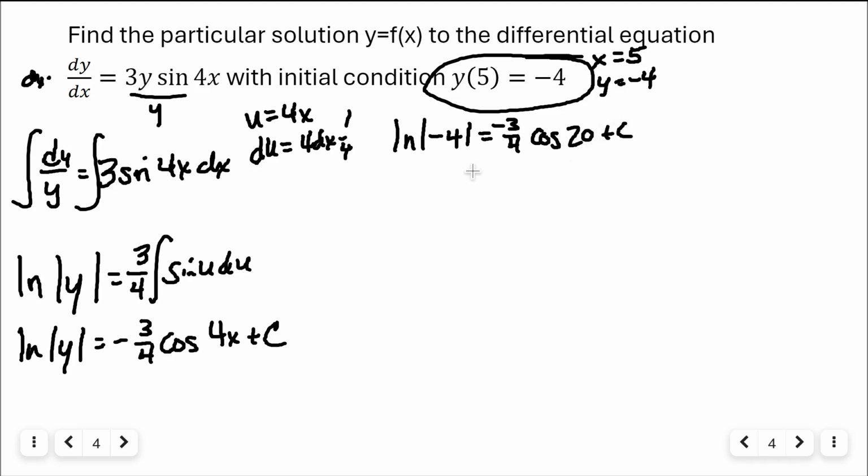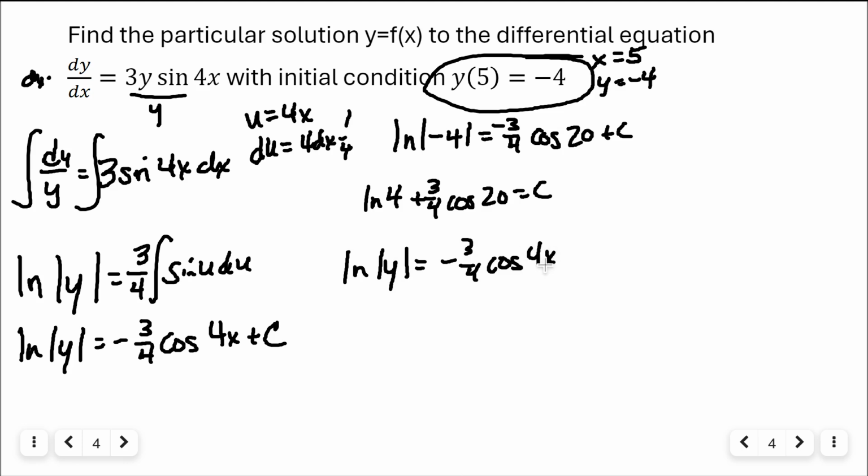Okay. The natural log of absolute value of -4 is the natural log of 4. And then I'm going to add the 3/4 cosine 20 on both sides. And that's what c is. So c is this mess. All right. So now we have the natural log of the absolute value of y equals -3/4 cosine 4x plus the natural log of 4 plus 3/4 cosine 20.